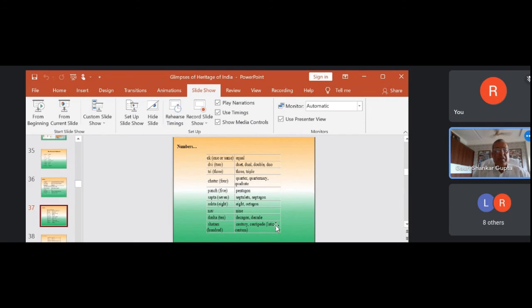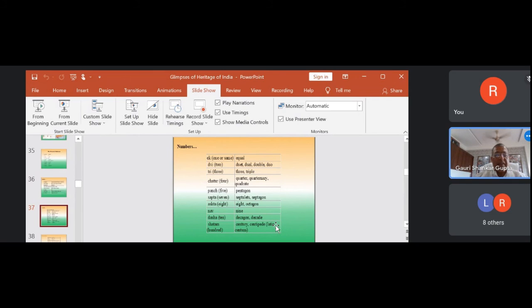Chatur. Chatur is 4, and basically the pronunciation changes slightly. It becomes quarter. It becomes quadrate. So slight modification happens and it becomes the word with the same meaning in European languages. Then panch is 5, and in European languages it becomes pentagon. In French it's called cinq. From panch it becomes cinq. In Spanish it's called cinco. So from panch it becomes cinco.